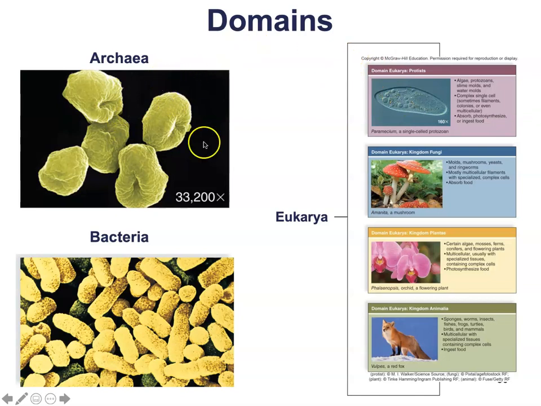I would like you to be able to identify these different domains based on whether they are single-celled or multicellular, and whether they are eukaryotic or prokaryotic cells, and where they are found. For example, on an exam, I may give you a description. Actually, I'm going to give you that example in just a moment. So that was archaea, bacteria.